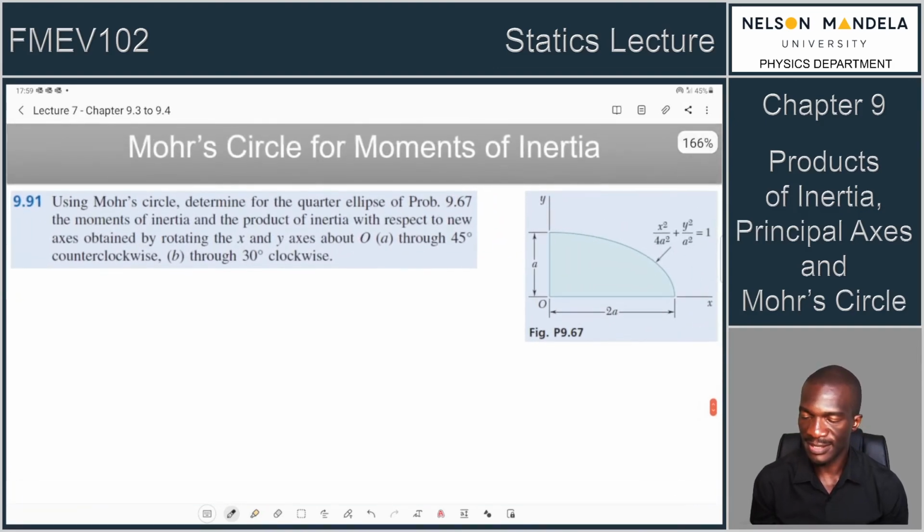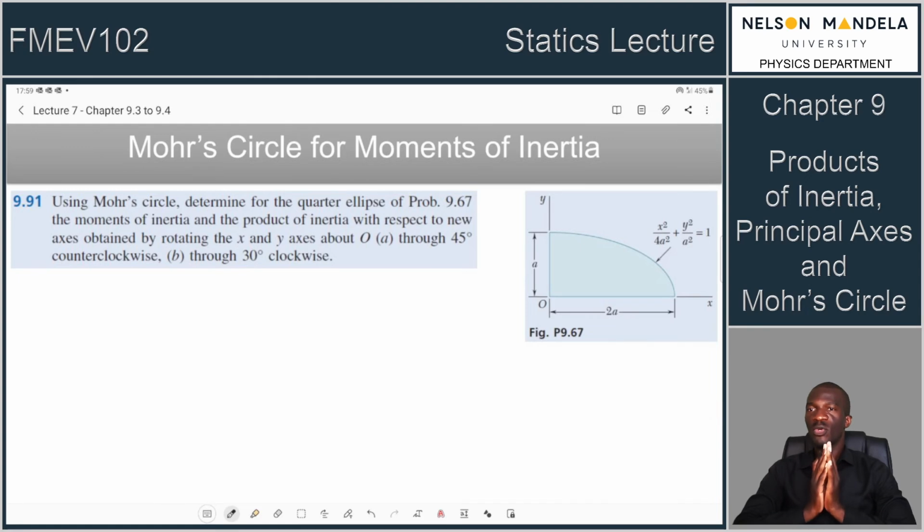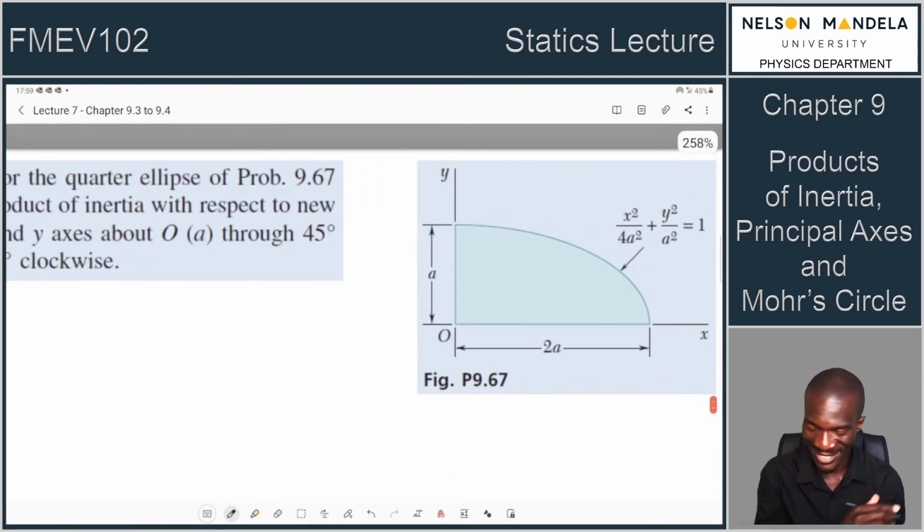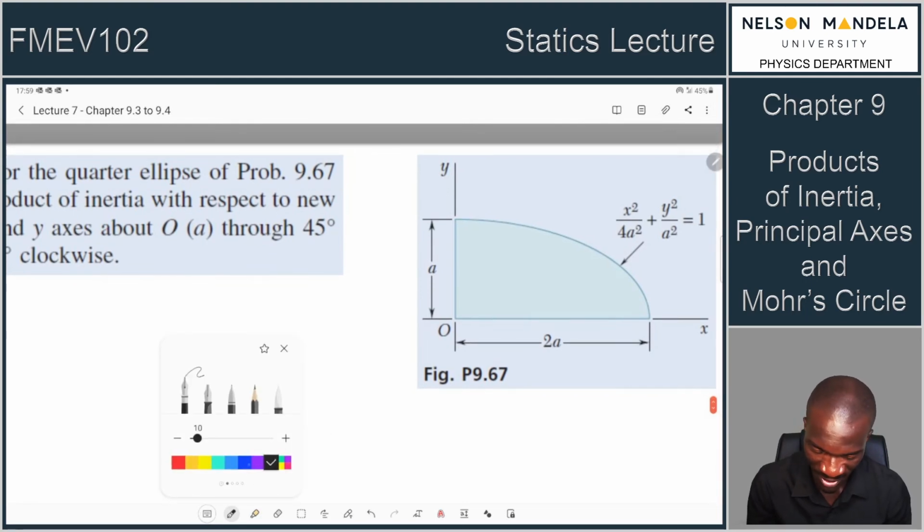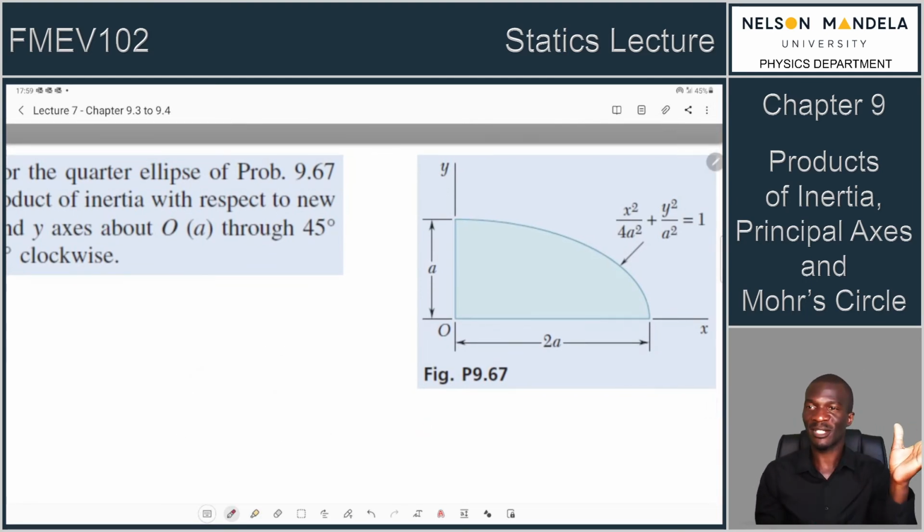So one last example in this exercise is the use of Mohr's circle. So question 9.91 reads, using Mohr's circle, determine for the quarter ellipse of problem 9.67, which is that diagram, the moments of inertia and the product of inertia with respect to new axes obtained by rotating the original x and y axes about the first time 45 degrees counterclockwise and then 30 degrees clockwise. So it's actually exactly like what we saw in the example. So let's use the red for the counterclockwise angle.